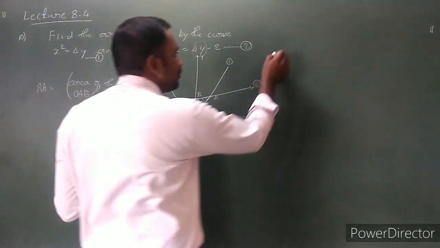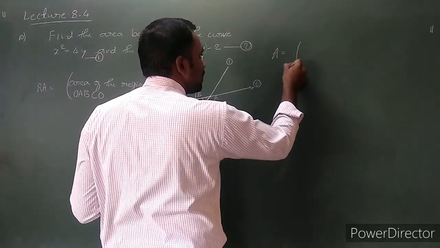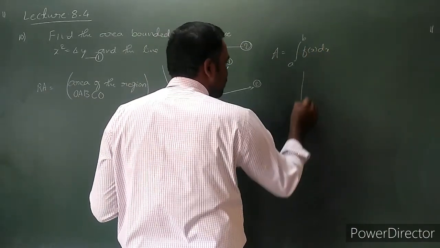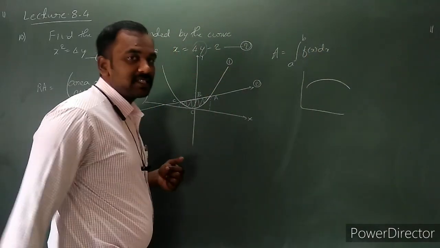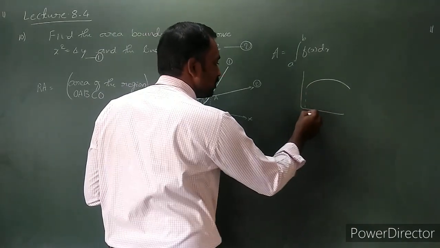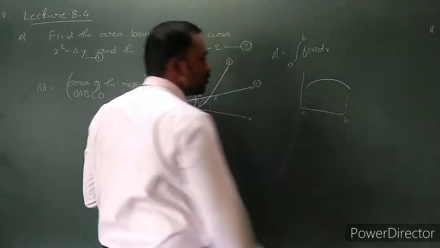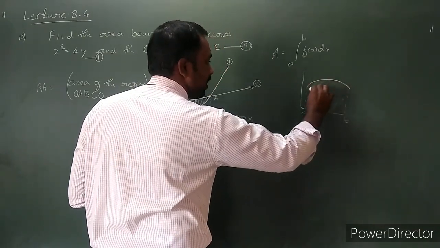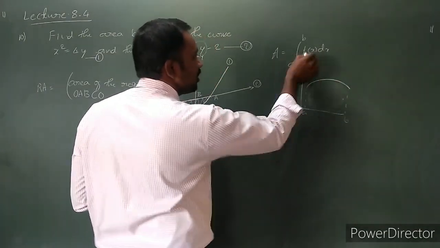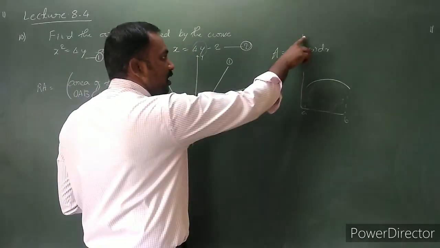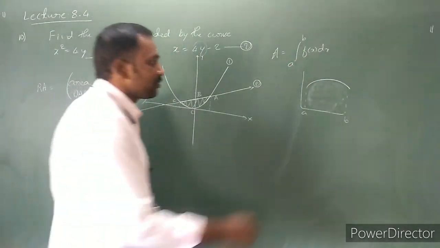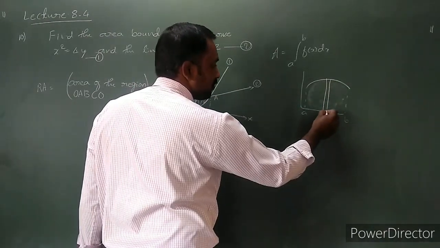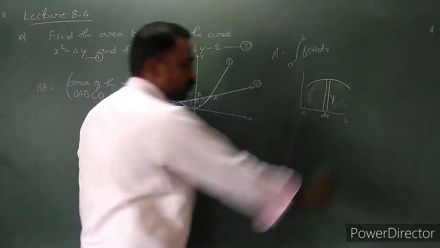Actually, we know the formula. Area is equal to the integral from a to b of f of x dx. Suppose one curve is f of x, and it is given on the closed interval a to b. We get the area under the curve from the limits a to b using the formula integral from a to b of f of x dx. Whenever you take vertical strips, the width of the strip is dx and the height of the strip is y.